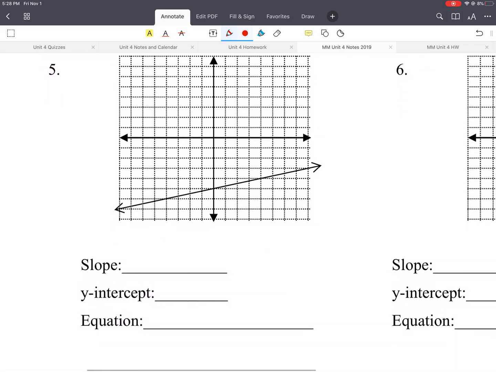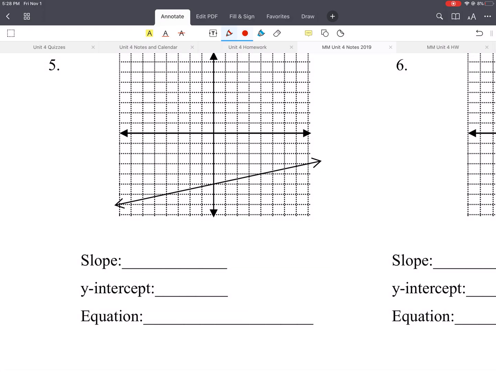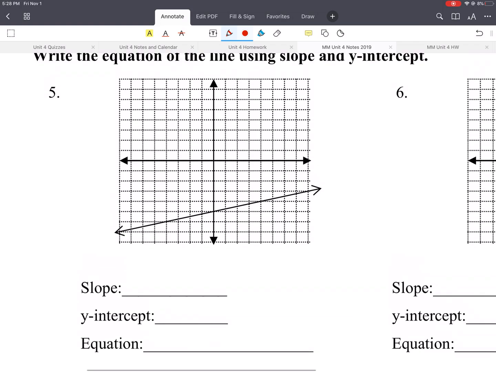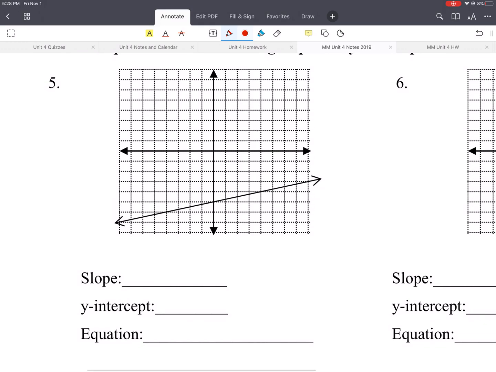Now let's find some slopes, slope, y-intercept, and the equation using a graph. Okay, so slope, we'd always want to find some sort of point that looks like it's a good point, like there, and then another one like here. Rise would be 1, run would be 4. So slope would be 1/4.